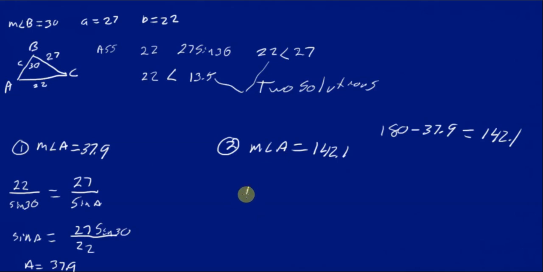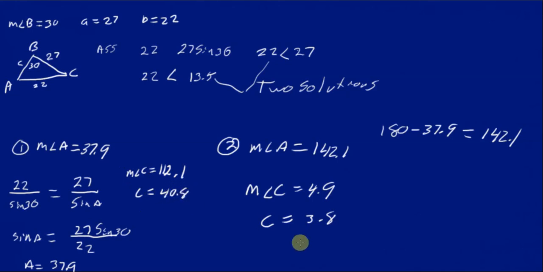So I went ahead and did that here just so you can check. The measure of angle C, of course, you just add them up and subtract from 180. I got it to be 4.9. And the length of side C here should be 3.8. You can check those out for yourself. I also did it over here. The measure of angle C for this case would equal 112.1, and length C is 40.8. You can go ahead and see if you can get those on your own also.